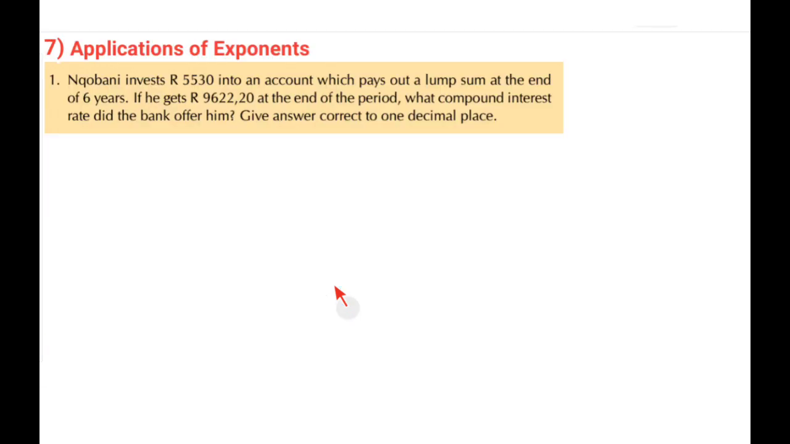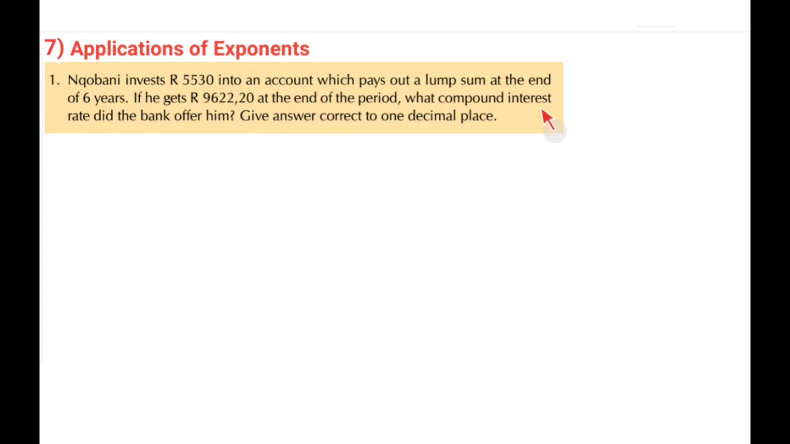Now, last question. This is the applications of exponents. The question says Ngobani invests 5,530 into an account which pays out a lump sum at the end of 6 years. So you've got your term, 6 years. If he gets 9,622 rand 20 cents at the end of the period, what compound interest rate did the bank offer him? Give answer correct to 1 decimal place. So we're looking for the interest rate.